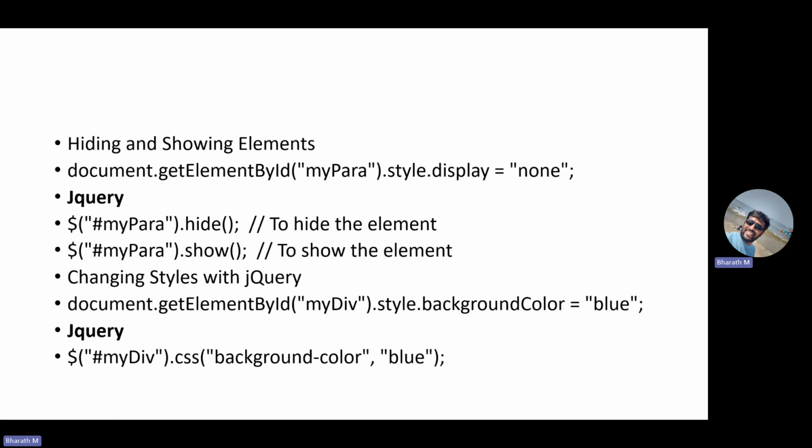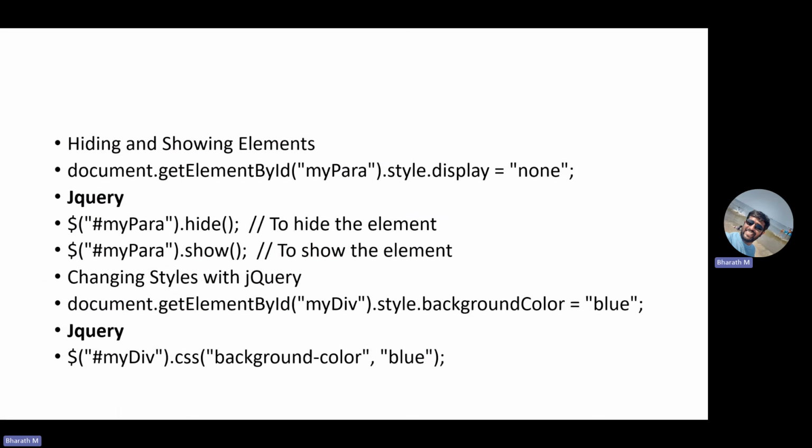What action you are mentioning as part of that button click, those things you can specify within that. Next thing, what we want in this question is hiding and showing elements. Using this JavaScript, if we want to achieve hiding and showing, how can we achieve this? document.getElementById, specify that id dot style dot display is equal to none. That is how we achieve the same task using JavaScript. But when it comes to jQuery, it's very simple.